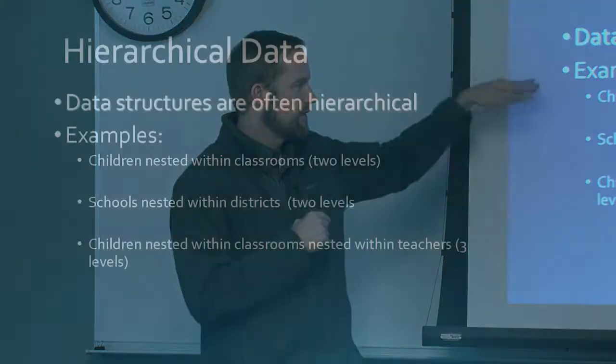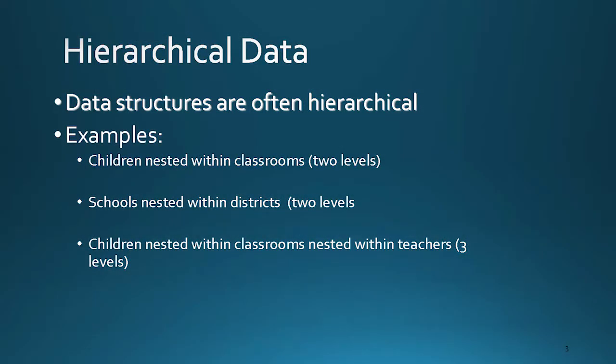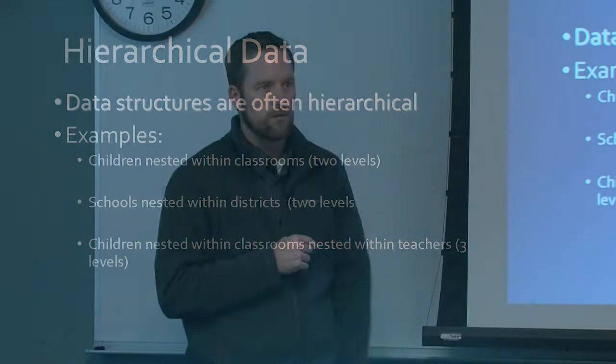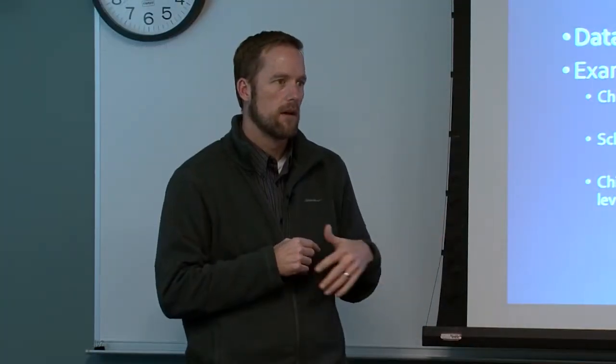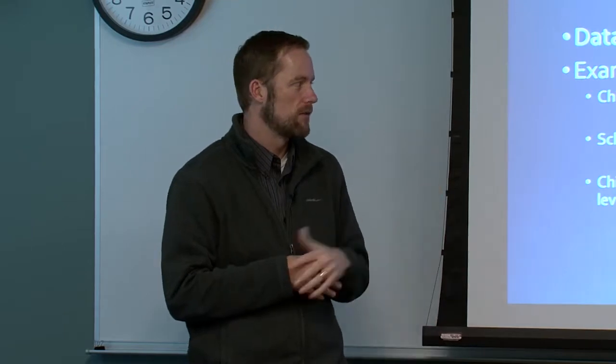Okay, here's an example. So you have, again, children within classrooms, that's 2 levels. You have the children and then the classrooms. Another is schools within districts, that's also 2 levels. And then 3 levels would be children within classrooms within teachers, which we've done studies with those. But then again, you can go by district level. So you can get into multi-levels really quickly.